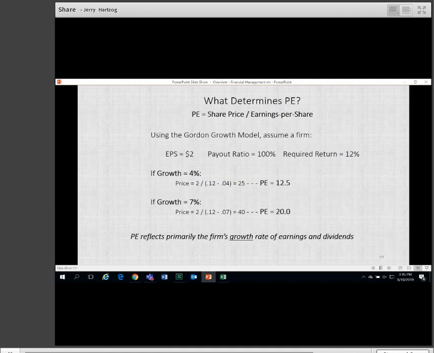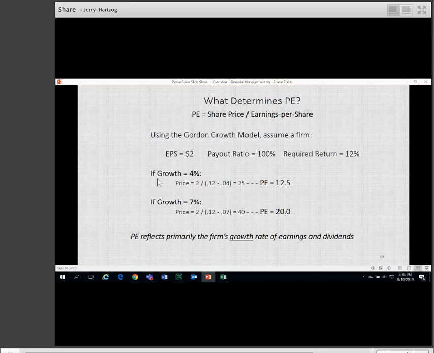So as we get further on in the course, we're going to be using the PE, or the ratio of the share price to earnings per share. And so at this point, we can use the Gordon growth model to just illustrate what determines the PE of a company. So let's suppose that a company has an earnings per share of $2, a payout ratio of 100%, so the dividend's $2 too, and a required return of 12%.